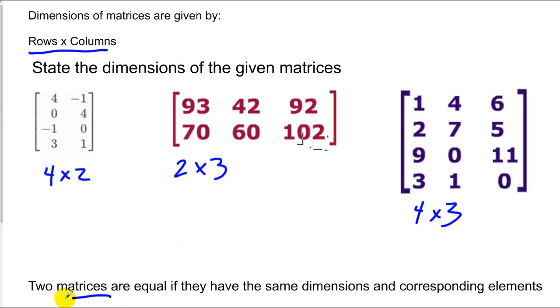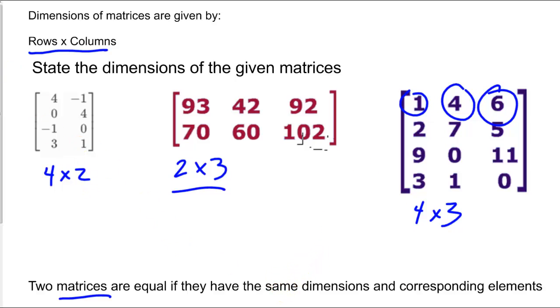Two matrices are going to be equal if they have the same dimensions. So these rows by columns need to be the same, and the corresponding elements are the same. These terms inside are called our elements. Those elements would have to be the same.